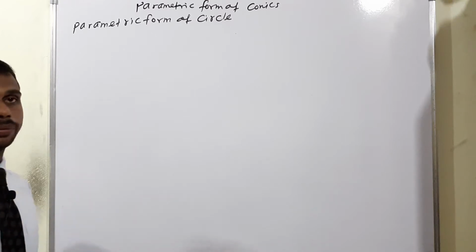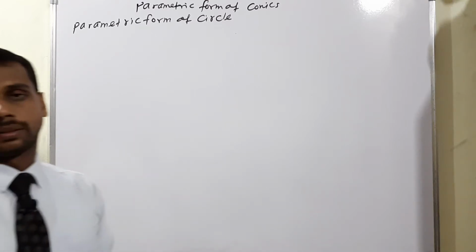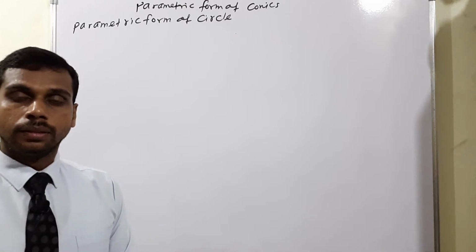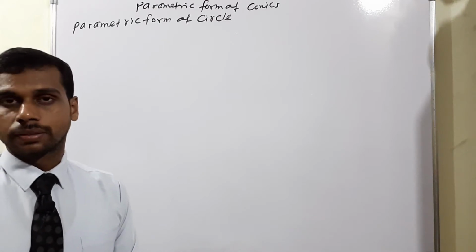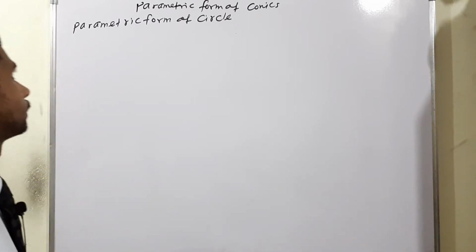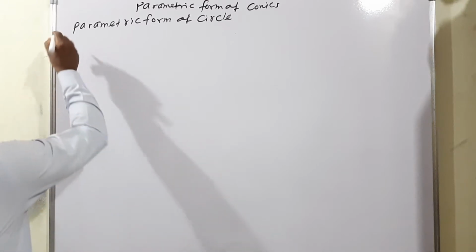We have four different types. First one, parametric form of circle. Second one, parametric form of parabola. Third one, parametric form of ellipse. And last one, parametric form of hyperbola. Okay, one by one we can discuss. The first one, parametric form of circle.